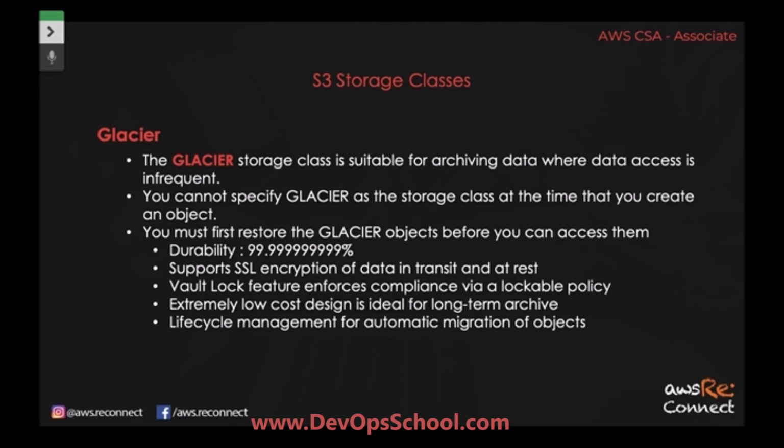Then the durability is 99.11%, and it supports SSL encryption. It gives a vault feature, which is a lockable policy. Then it is an extremely low-cost design available for long-term archive. So it's one of the very low-cost options on Amazon Cloud. It approximately charges 4 cents for 1 GB of data. Then it also has lifecycle management. You can migrate your data from Glacier or apply a delete policy.